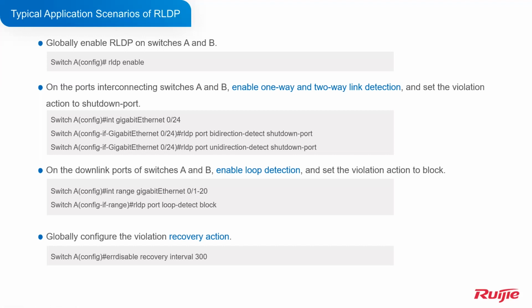Then on the downlink port of switch A and switch B, enable loop detection. The action we should use is block. So for all the down ports, rldp port loop-detect block. Okay. And the next, globally configure the violation recovery action. errdisable recovery interval 300 means that after being set down to error disable state, the status will recover in about 5 minutes. Okay. And next, this is the basic configuration of RLDP.